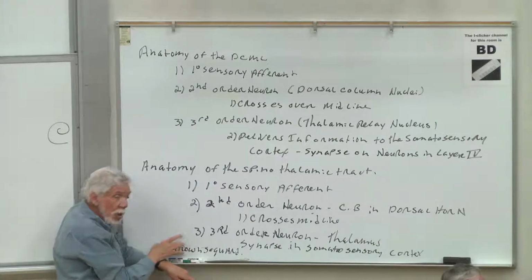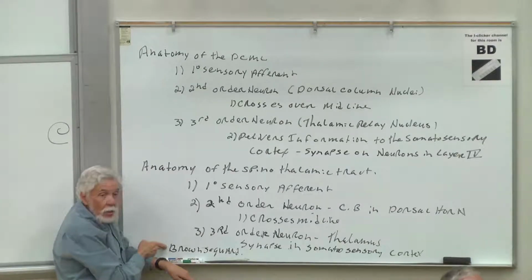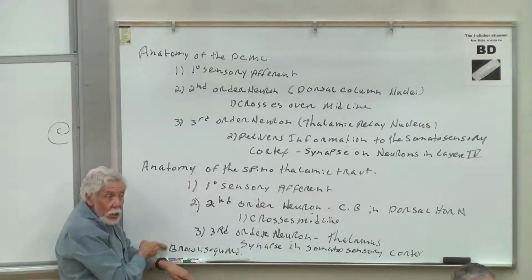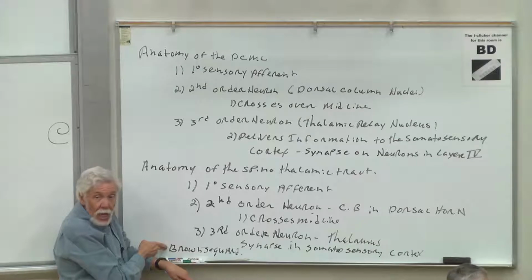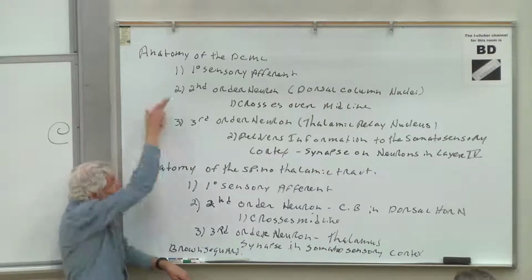And then we'll finish that story with something called Brown-Séquard syndrome. Brown-Séquard syndrome is where the cord is cut halfway across. It's called a hemisection. We don't cut it clear through, we only cut it halfway across. And we'll then see what kind of information gets through and what kind of information is blocked. And if you can follow it and understand it, you'll understand these pathways.